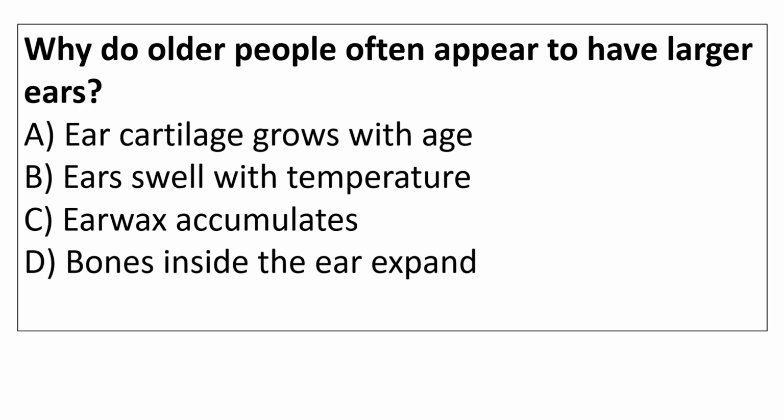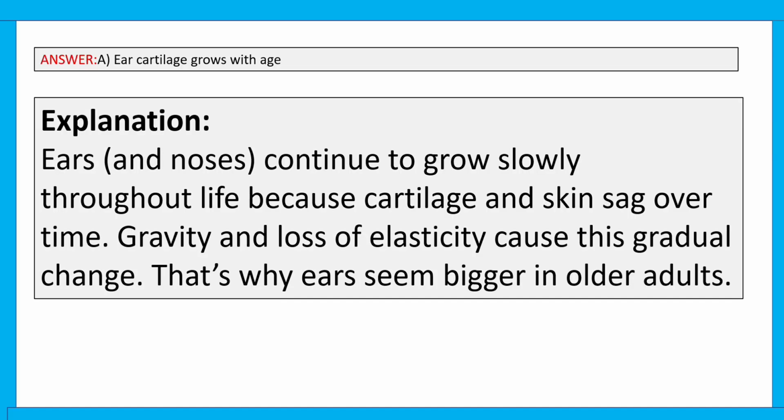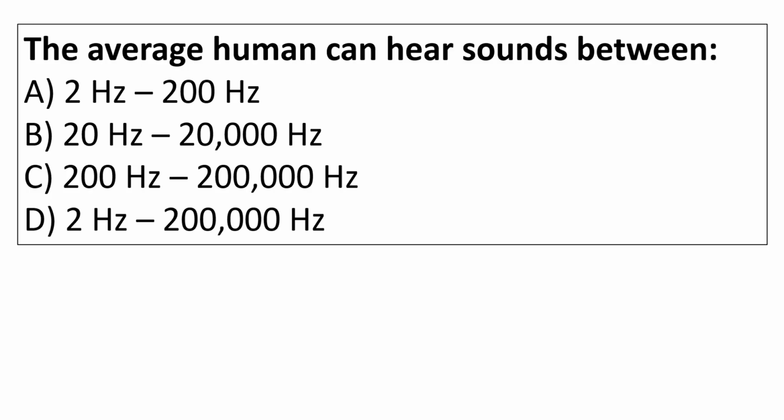Why do older people often appear to have larger ears? Option A, ear cartilage grows with age. Option B, ears swell with temperature. Option C, ear wax accumulates. Option D, bones inside the ear expand. The right answer is option A, ear cartilage grows with age. Ears and nose continue to grow slowly throughout life because of changes in cartilage and skin over time. Gravity and loss of elasticity cause this gradual change. That's why ears seem bigger in older adults.